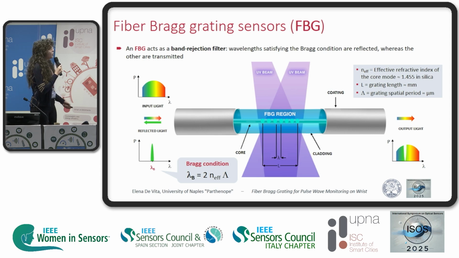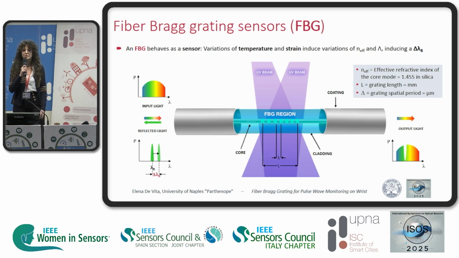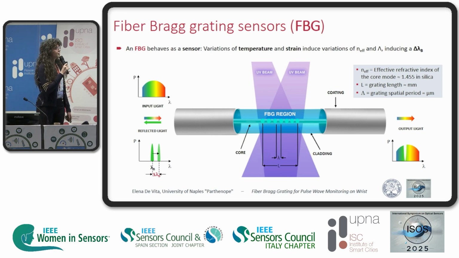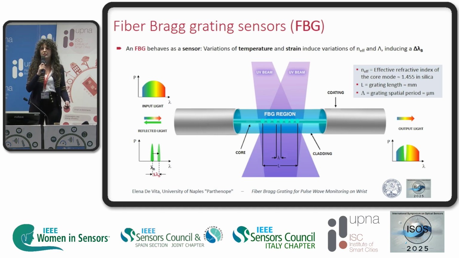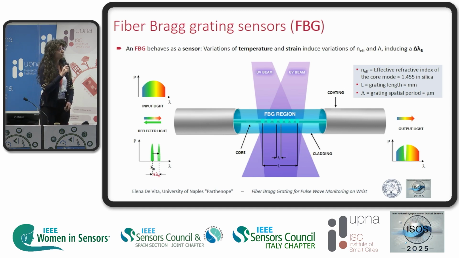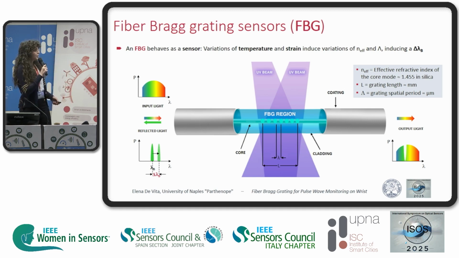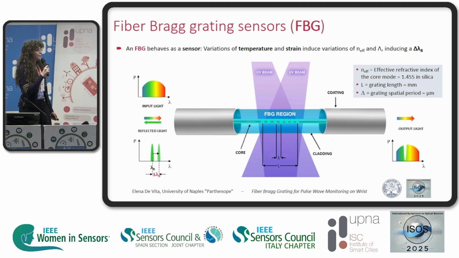But why use FBGs? The key point is that we can use them as a sensor, since when the environmental conditions around the FBG change, mainly temperature and strain, also n_eff and the grating period change. And thus, the reflected peak shifts, and the shift is denoted by delta lambda B, and so by detecting delta lambda B, we can have information about the environmental parameters that are changing.